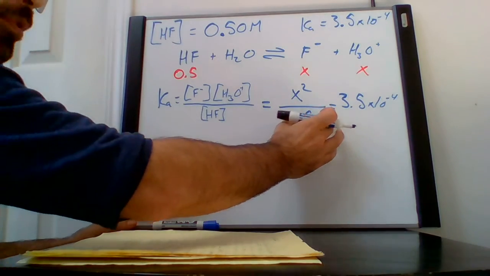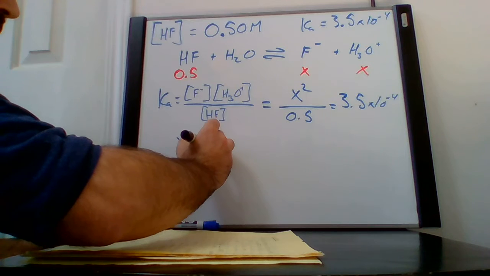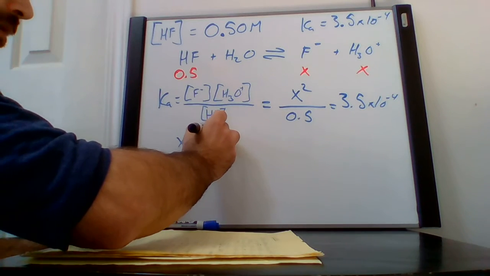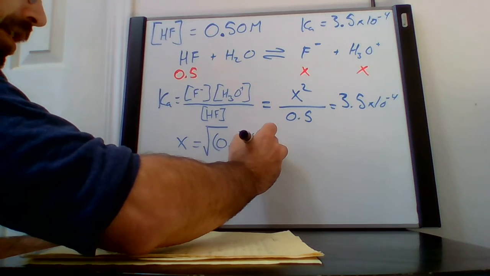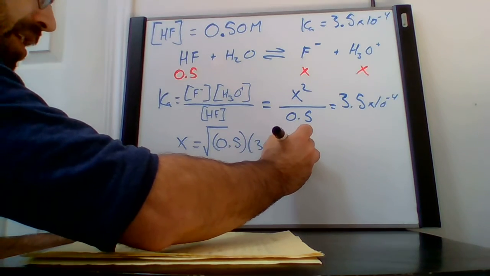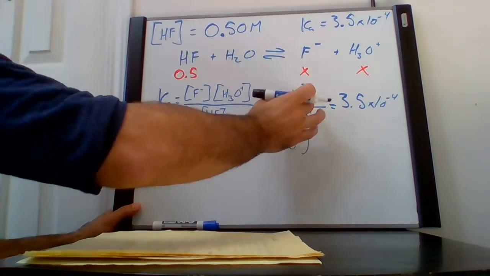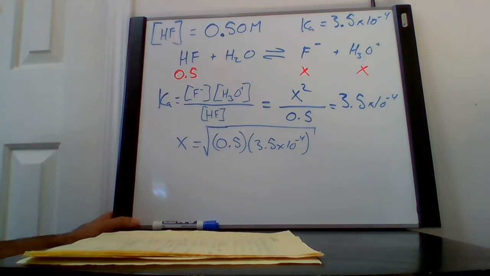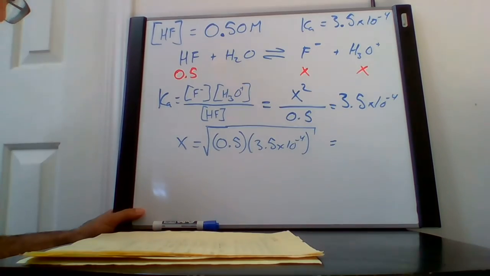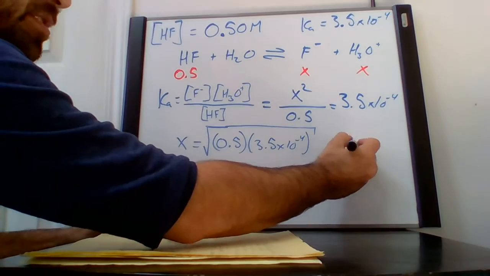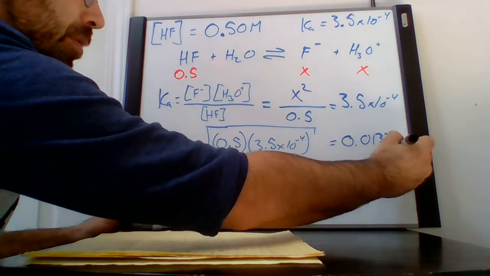Okay, so I'm going to bring this multiply over, and we are going to say X is equal to the square root of 0.5 times 3.5 times 10 to the negative 4. Multiply both sides, and then to get rid of the squared, I square root this. And this gives me my X value of 0.0132 molar.